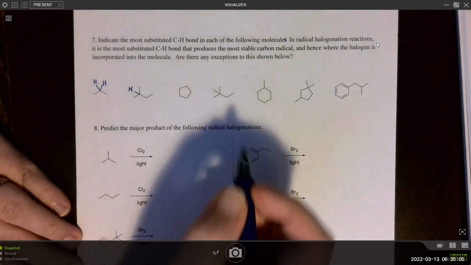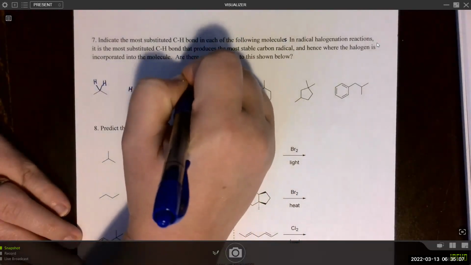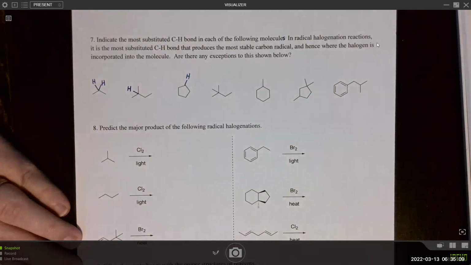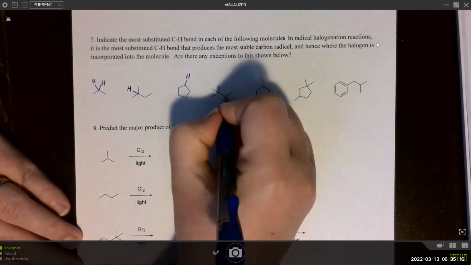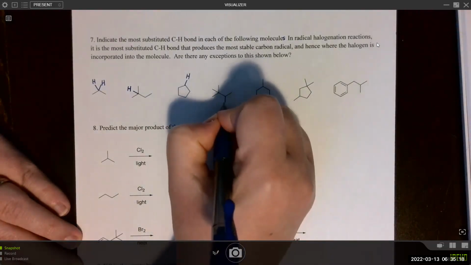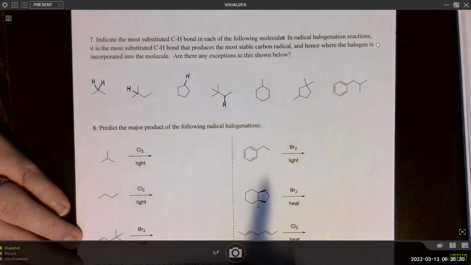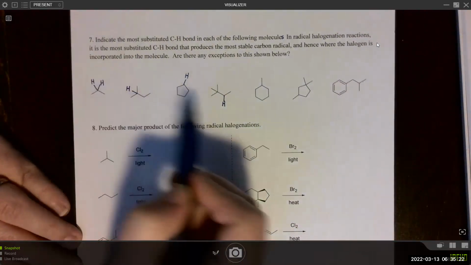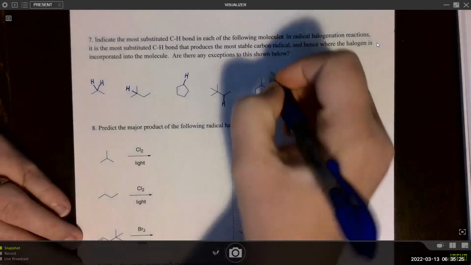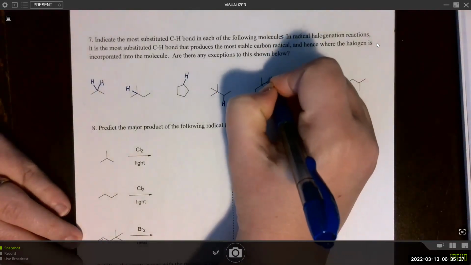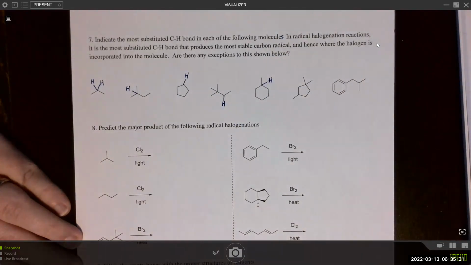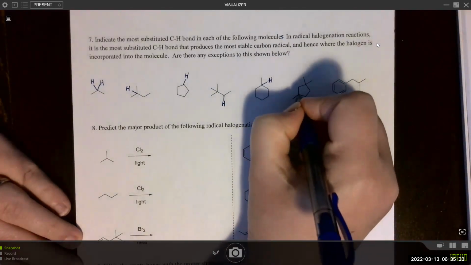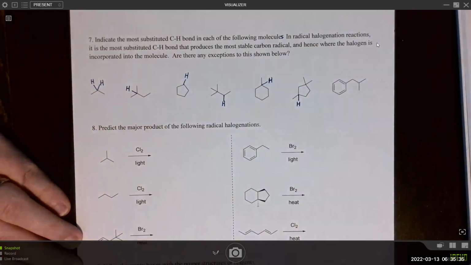All of these are considered equivalent. All 10 hydrogens. I'm just drawing one of them. Here we don't actually have any tertiary positions, so the best we can do is the secondary position. There's actually two of them here. You could draw both of them in like I did here, or just one. There's a tertiary position here, so we'll draw that in. Over here, the tertiary position is down here.